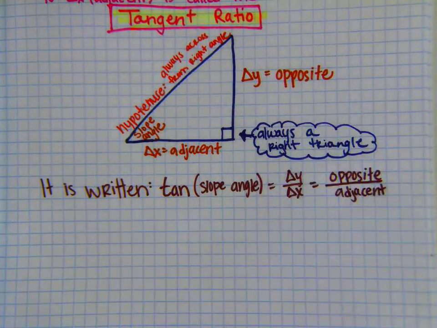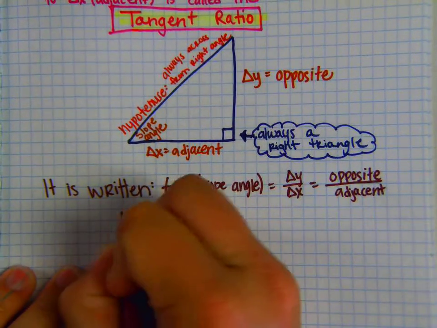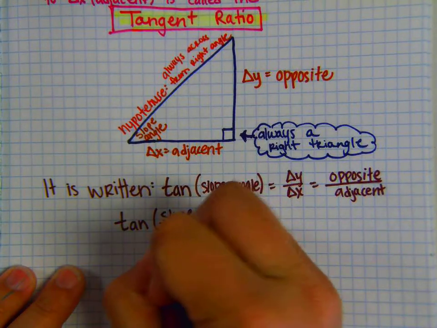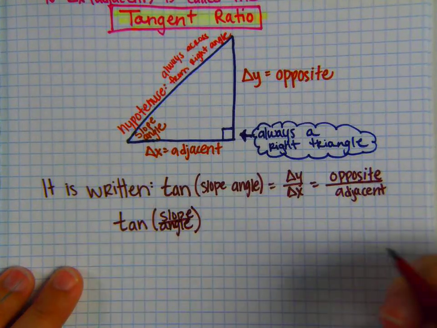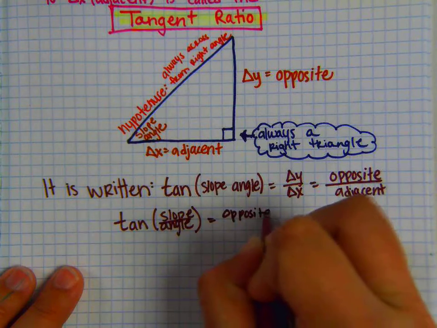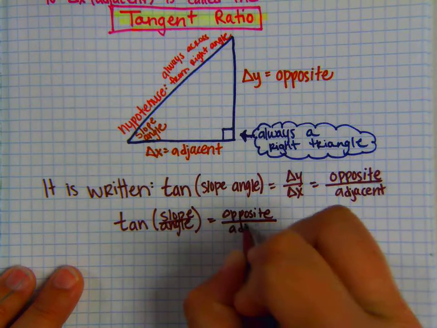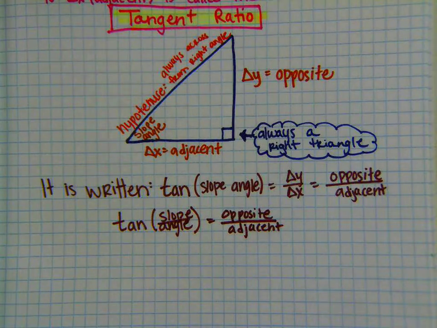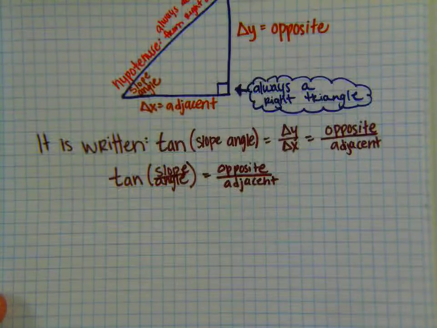Okay? Because now we're not going to write delta y, delta x. I'm going to rewrite that without the delta y, delta x. So our tangent ratio is just the tangent of the slope angle equals opposite over adjacent. Okay? So tangent of the slope angle equals opposite over adjacent. And that's how we're always going to write our tangent ratios.